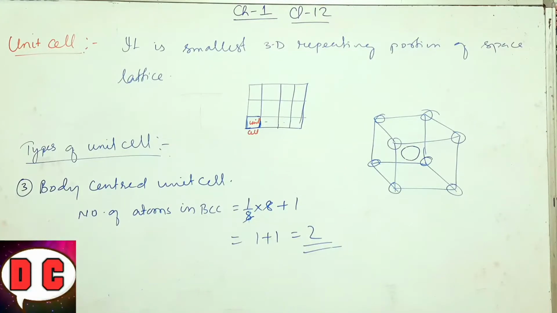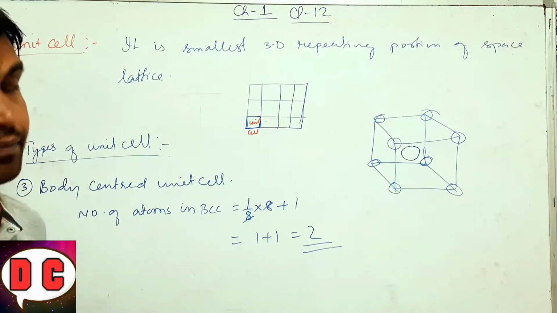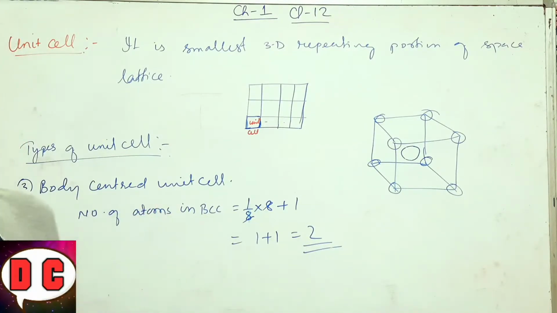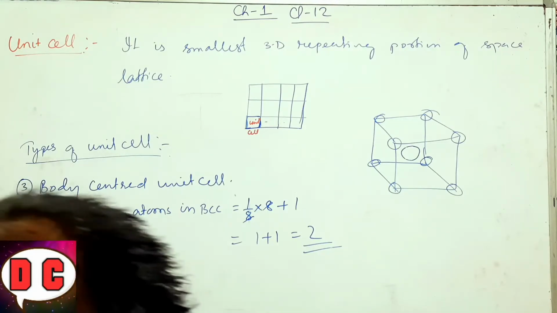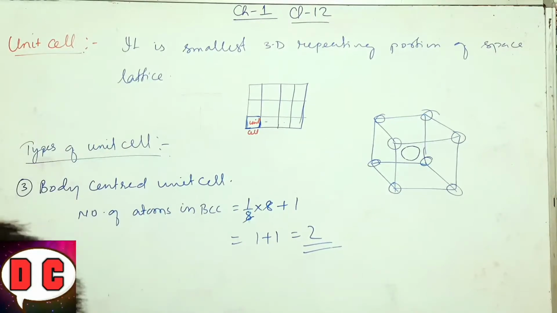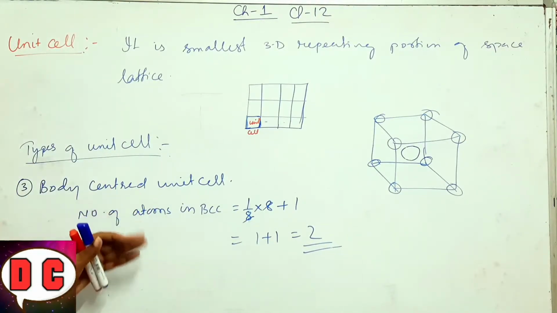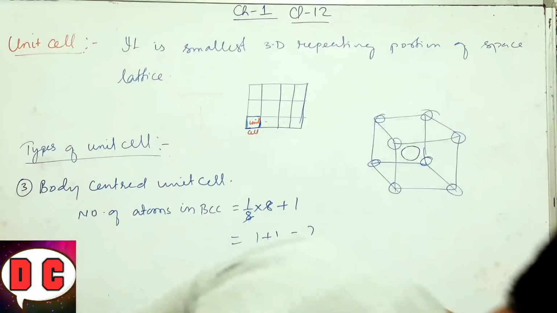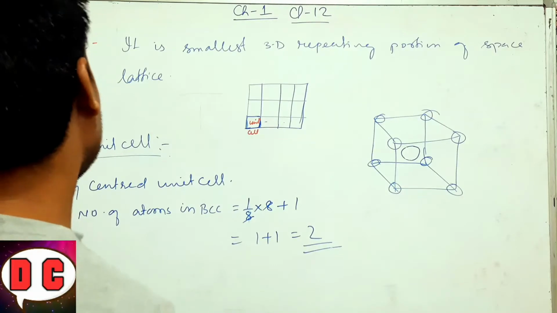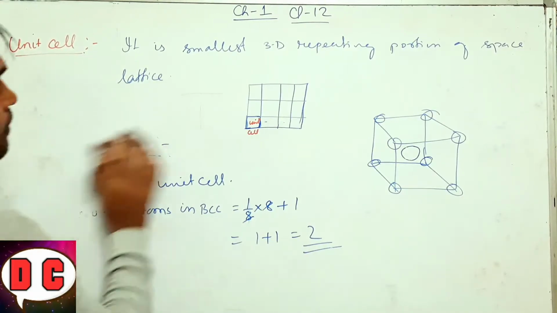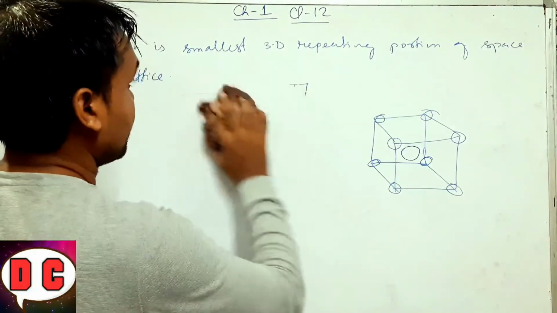So dear students, I hope this point is clear. Okay, this is very, very important. Now we shall move on to the next topic, that is the relations between the diagonals, the relations between radius, edge length, diameter, and the 4 different cells, or unit cells.